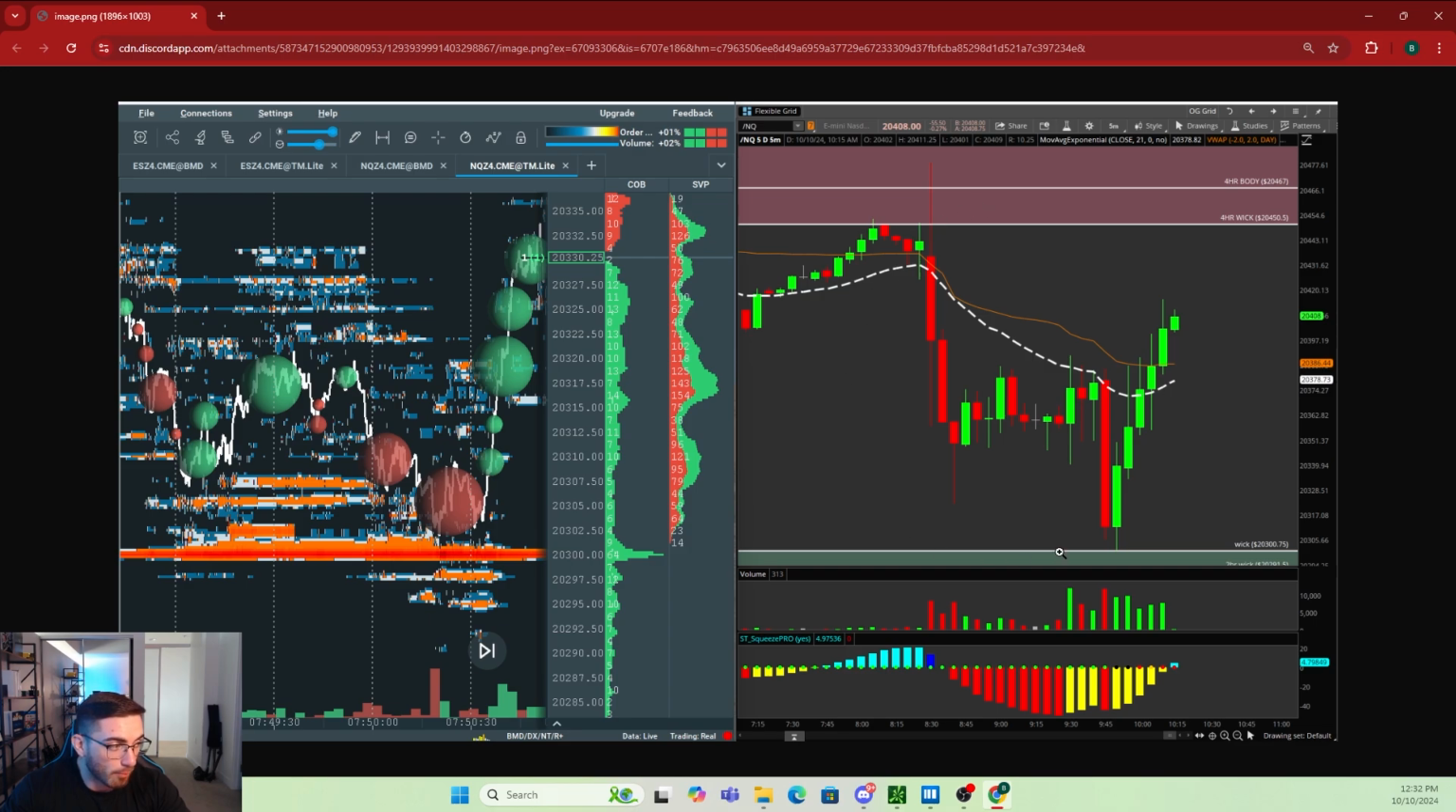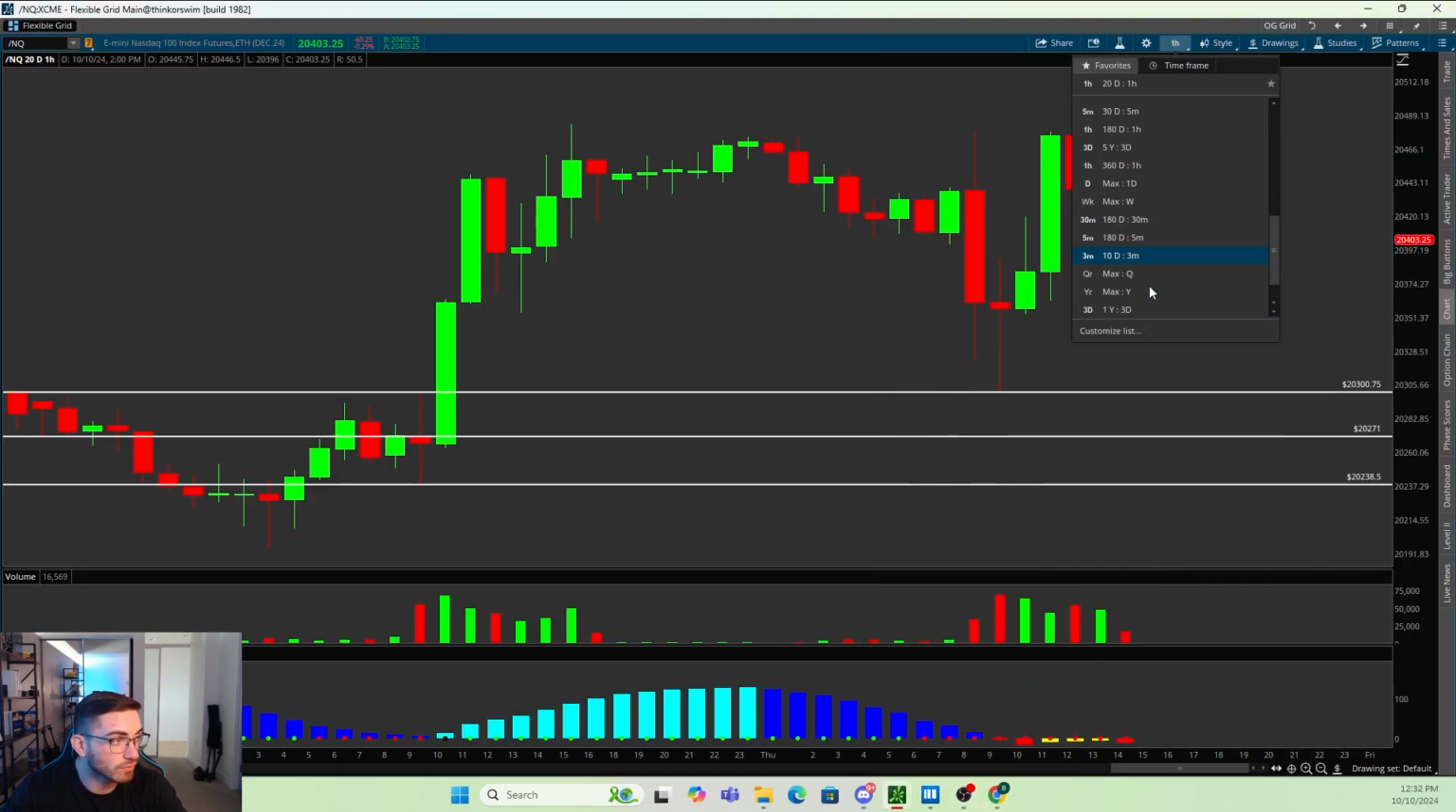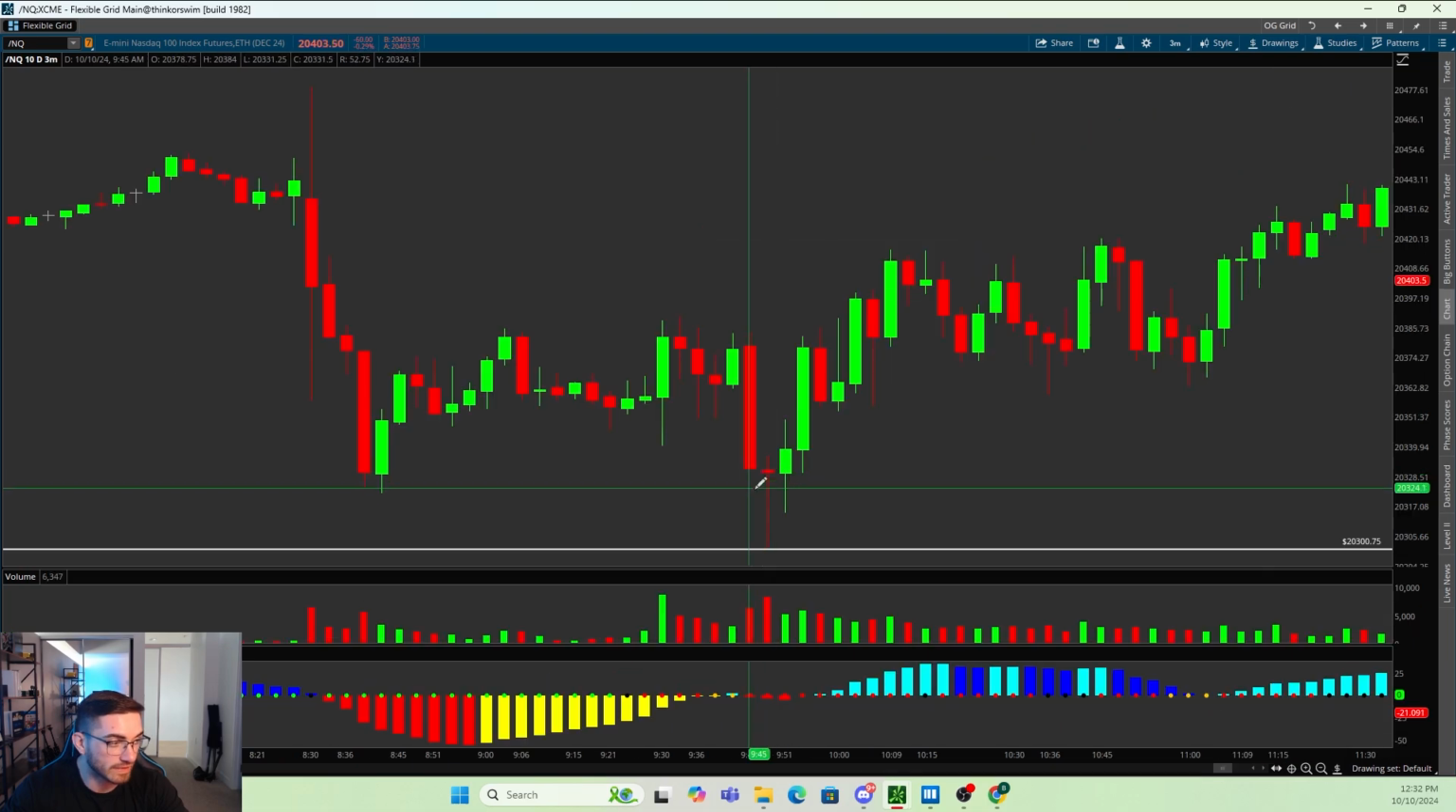So again, we had that marked zone right there. Price came down. Bookmap clearly showed us that there was a lot of buyers. And then if we break it down to that 3-minute time frame, that is what ended up confirming the long entry, as we can see right here.